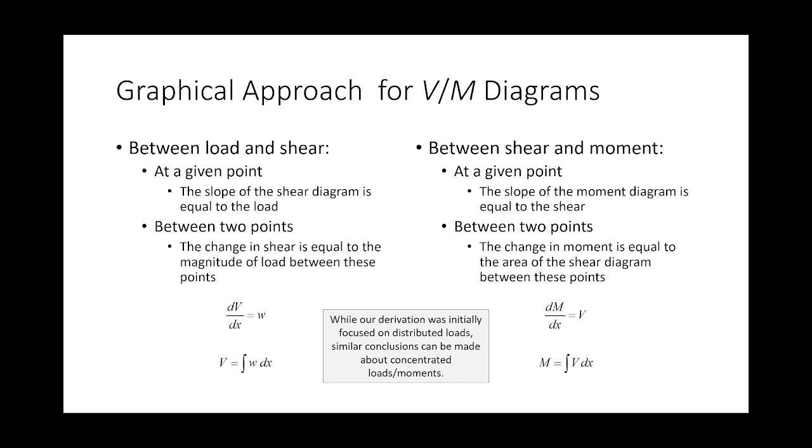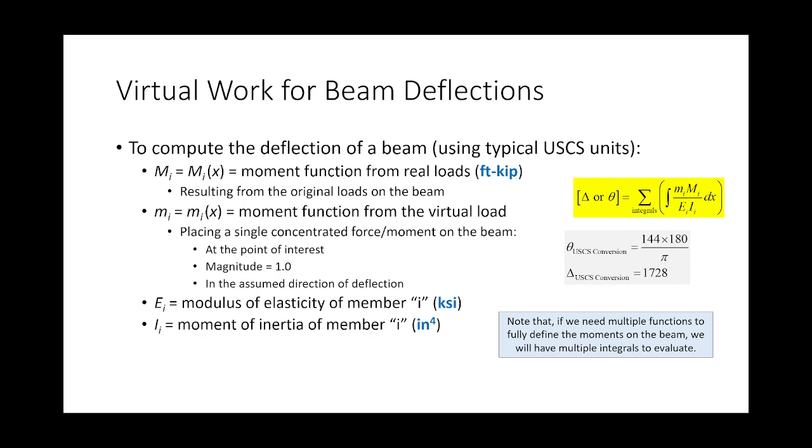And between shear and moment, the slope of the moment diagram is equal to the shear, and the change in moment is equal to the area of the shear diagram. So kind of the same process, just staggered down.